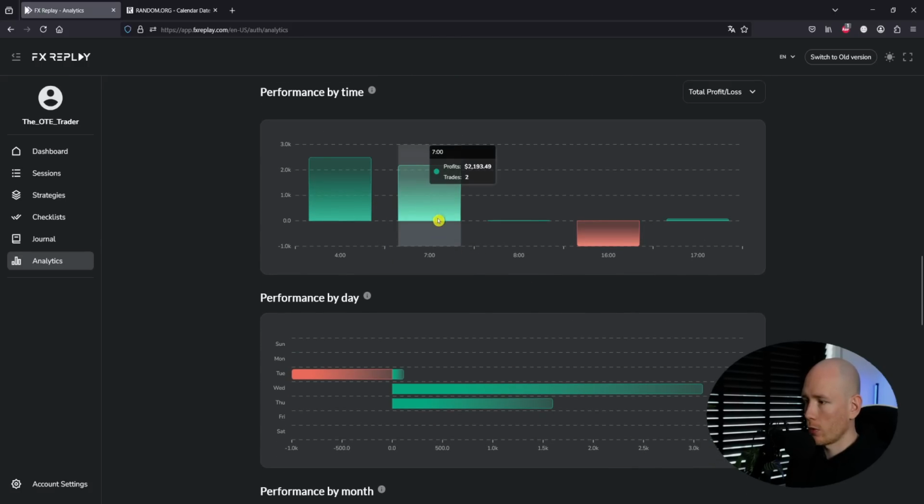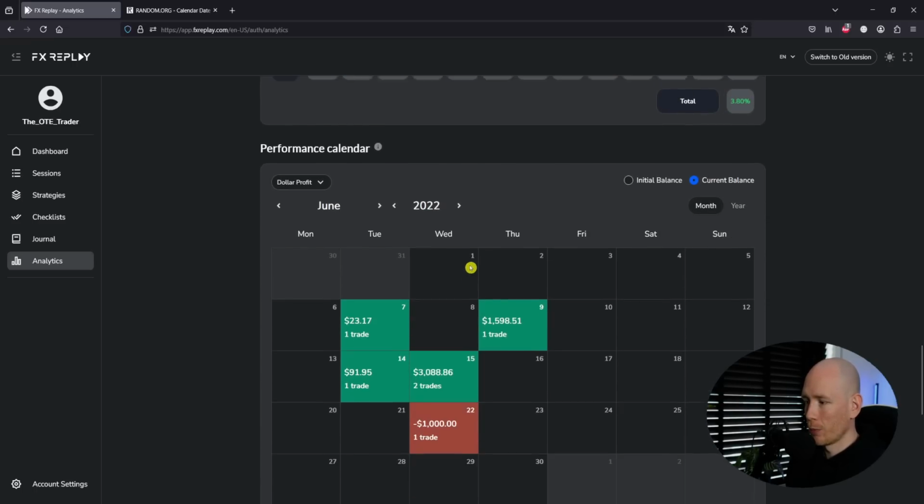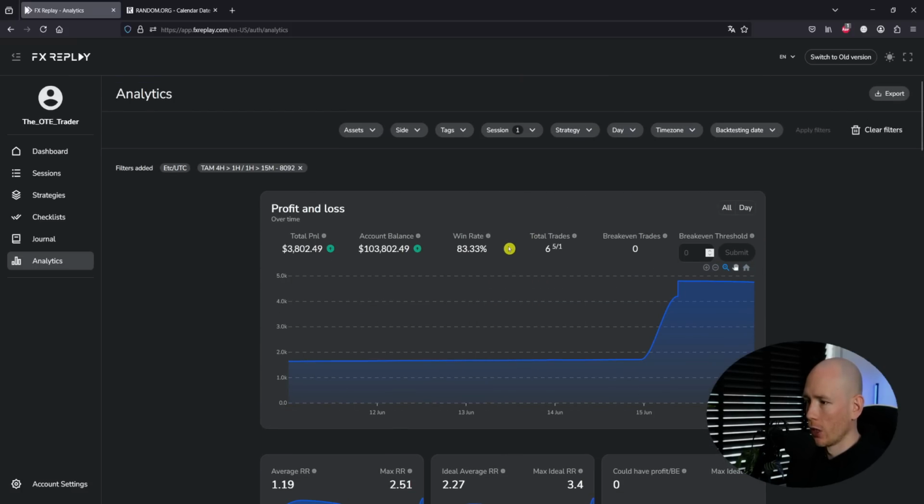Performance by time. Look at the time, right? If you take a trade during this time, it's less guaranteed. And looks pretty good. Yeah, I like this simulation. It was a pretty good simulation.